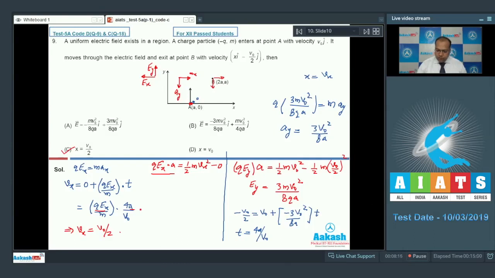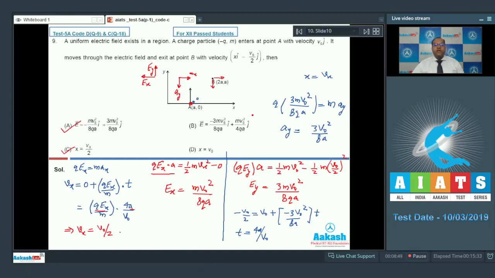Now if I substitute the value of Vx here, I get the value of Ex, and the value of Ex comes out to be m v naught square divided by 8q into a. So we can see that option A is correct and B is wrong. So the correct answers for question number 9 are options A and C.